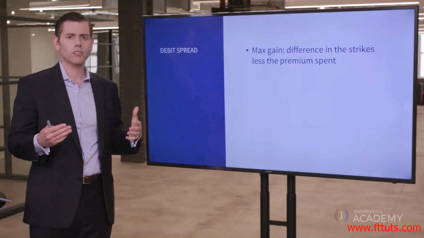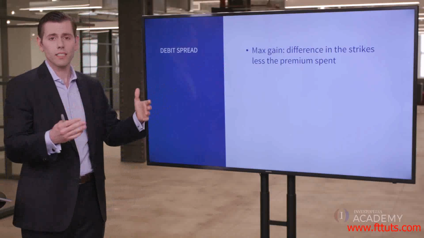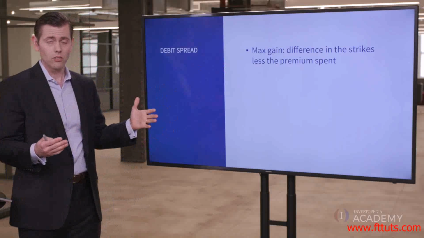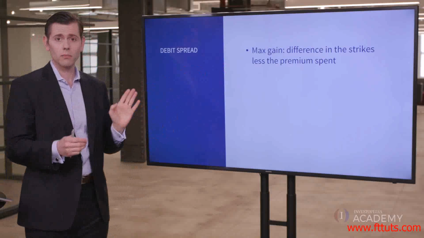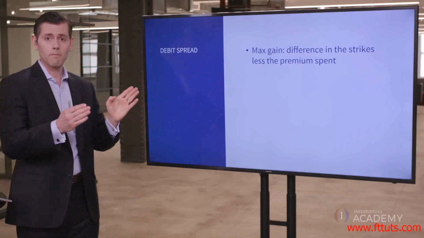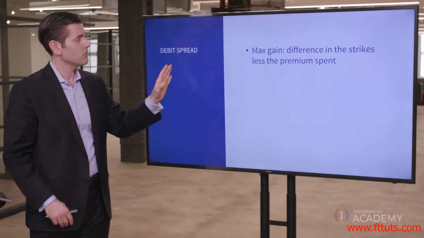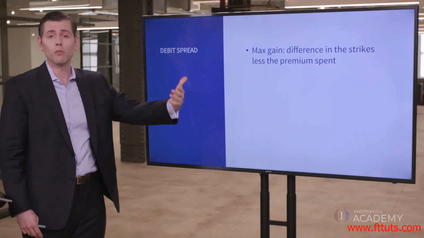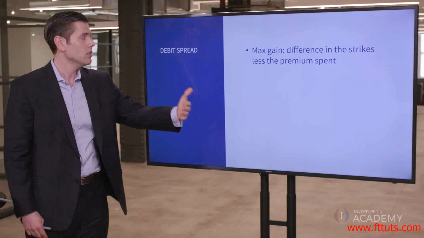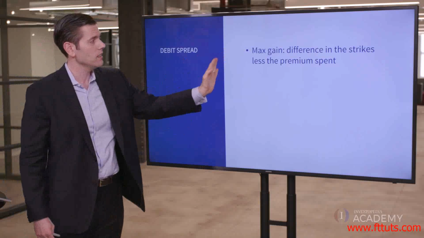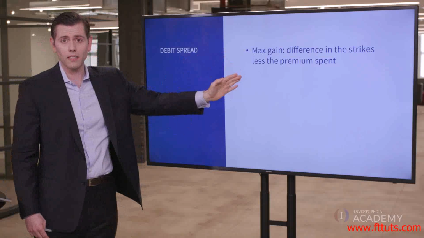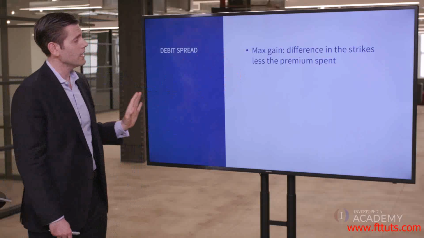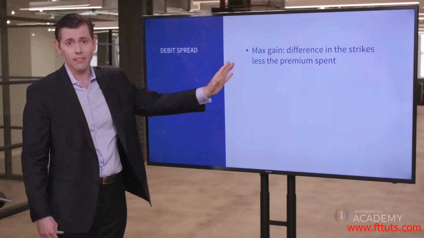For my example, it's going to be a 100-110 spread that we're talking about. The difference in the strikes is going to be the difference between 100 and 110, so that's 10 points. And then it's going to be less the premium spent. In my example, let's say that the premium that we spent was $1. So your max gain is going to be 10 minus the 1 that you spent. So again, your max gain would be 9.